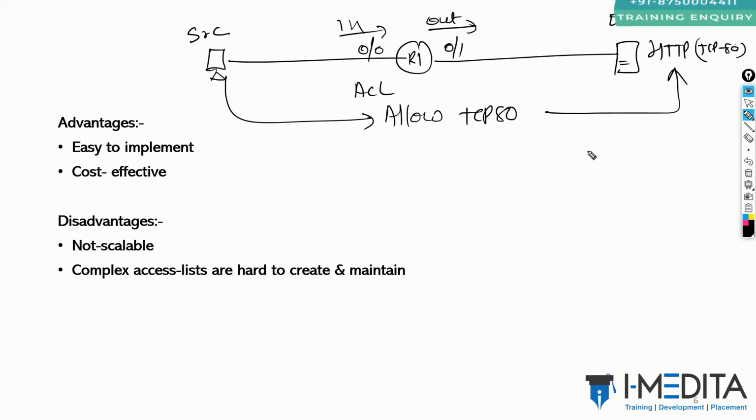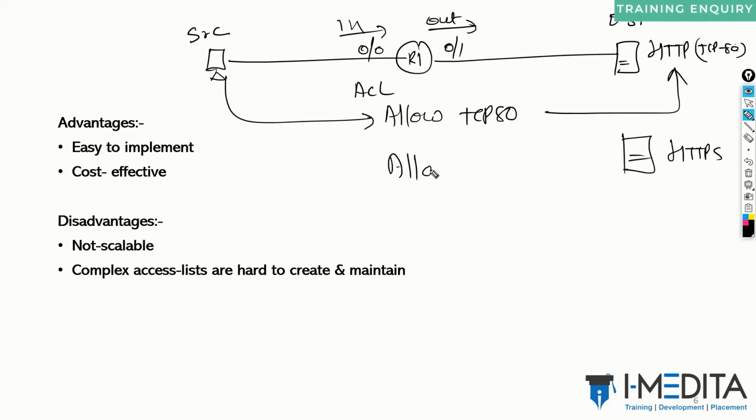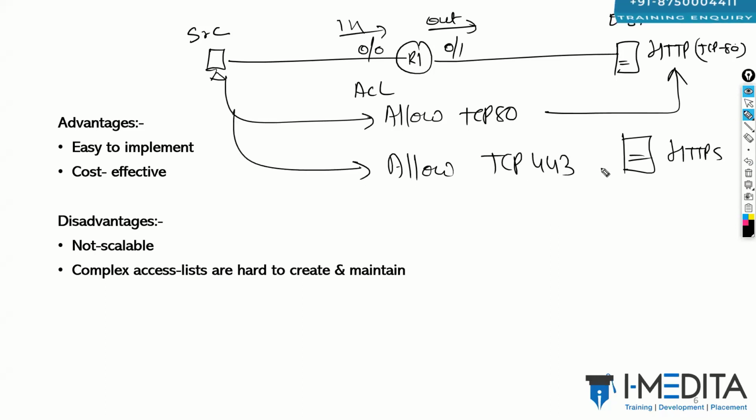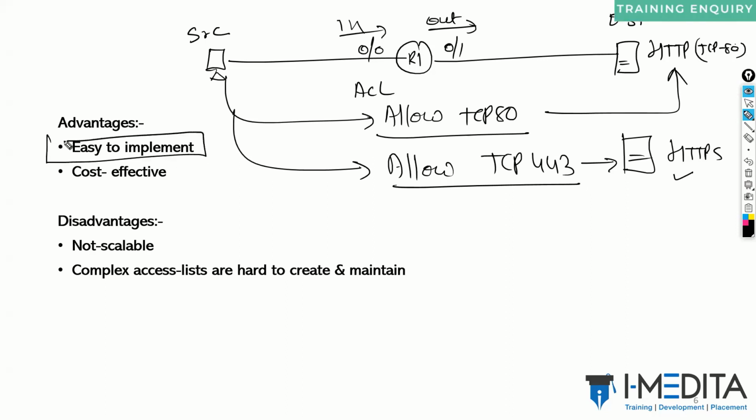Next, see here, we have another server which provides services of HTTPS. To access it, what do we need to do? We need to allow here TCP port number 443. If we allow TCP port number 443, we can access HTTPS. Clear? Clear. Okay, if you know the application port numbers like 80 and 443, then we can say this thing is easy to implement. Clear? Next, we can also say it is cost effective.